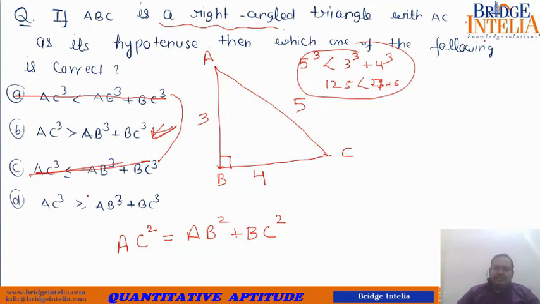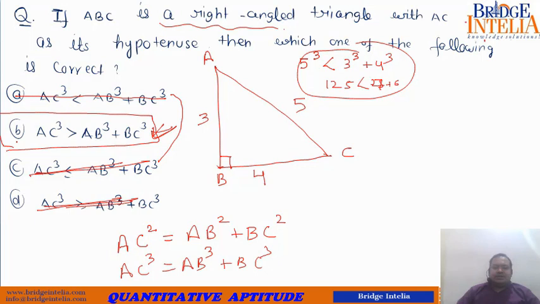Now the confusion is whether it will be greater than or greater than equal to. Now understand, AC square is equal to AB square plus BC square. Then how can AC cube be equal to AB cube plus BC cube? Both things cannot be correct at the same time. So this equal to thing is ruled out. So this is the correct answer. Now let's move further.